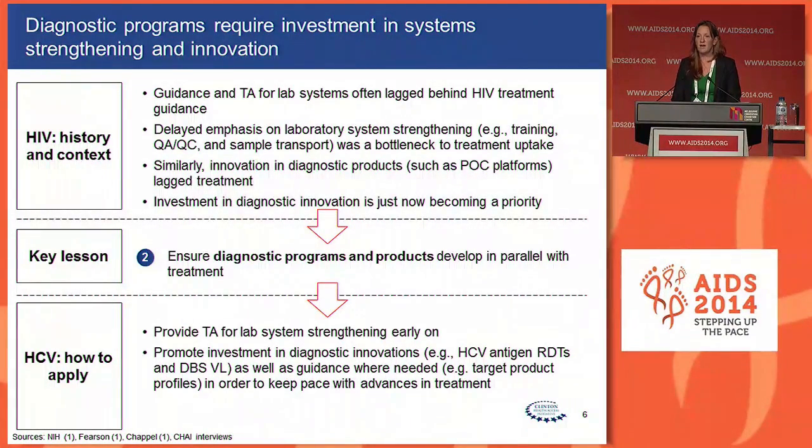Providing TA for lab system strengthening, thinking about what are the lab pieces that need to be in place, figuring out how to incentivize manufacturers, as they are developing new point-of-care options for HIV, to bring along the point-of-care options for hepatitis C, bring along the DBS, improve the rapid tests, develop the antigen tests that are needed.